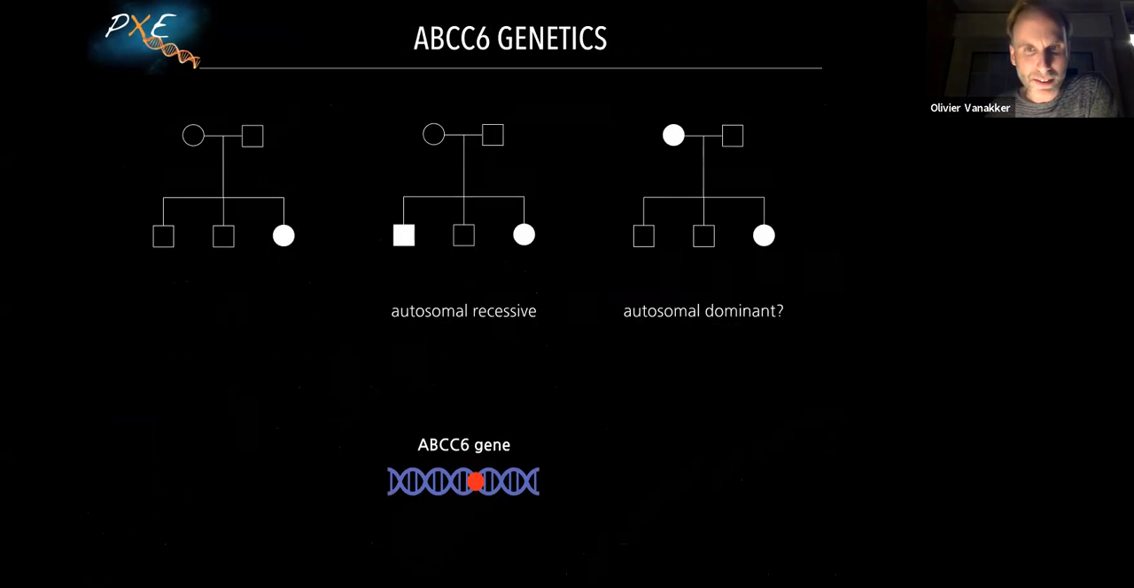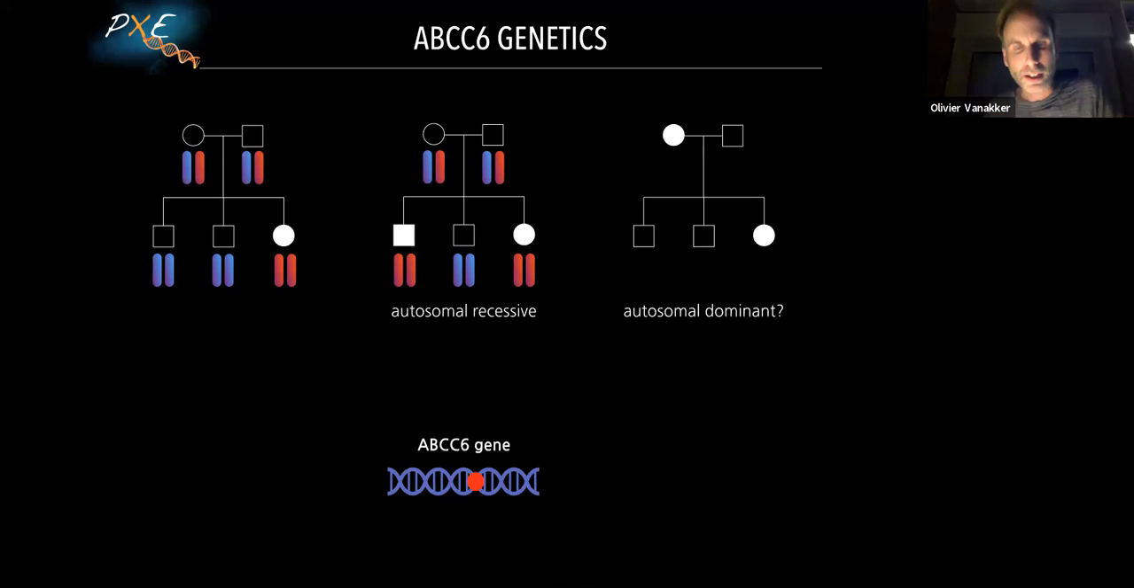But the ABCC6 gene did make clear how the inheritance of PXE works. It confirmed the autosomal recessive inheritance. So patients have two genetic defects inherited from their parents who carried each one genetic defect. Of course, genetics is the discipline of the exception to the rule. And in some cases, you can see, for example, that one of the parents does not carry a genetic defect. So the child has two genetic defects. In this case, the mother also has a genetic defect and the father does not have a genetic defect.